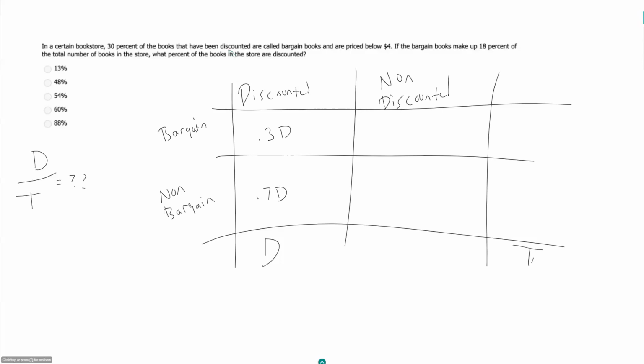So our total books would be here. They say if the bargain books make up 18% of the total, so that means this guy here would be 0.18T, this guy here would be 0.82T. And then if we try to do anything else, we can't get anywhere. We cannot get D in terms of T.